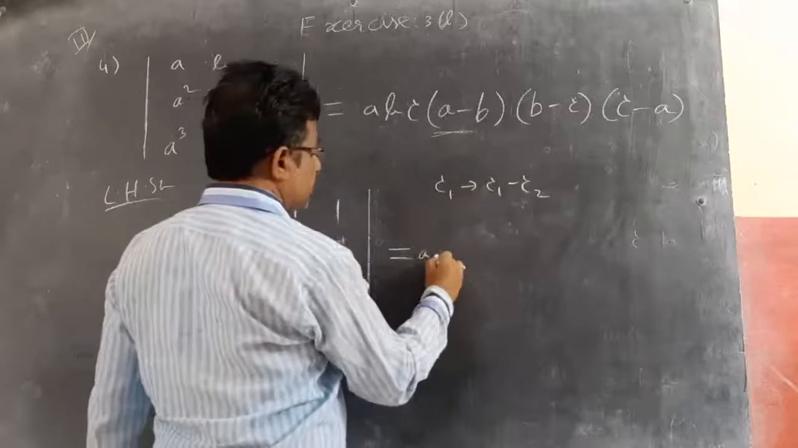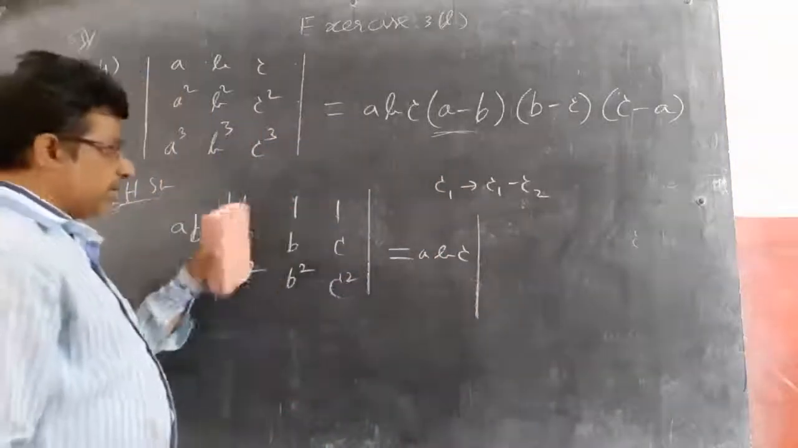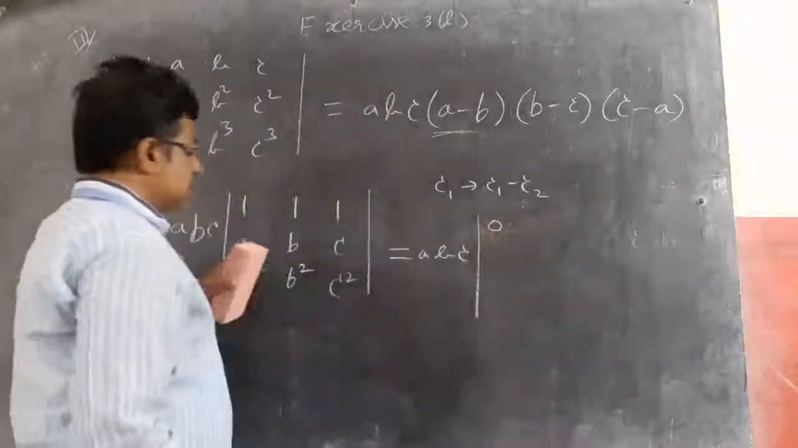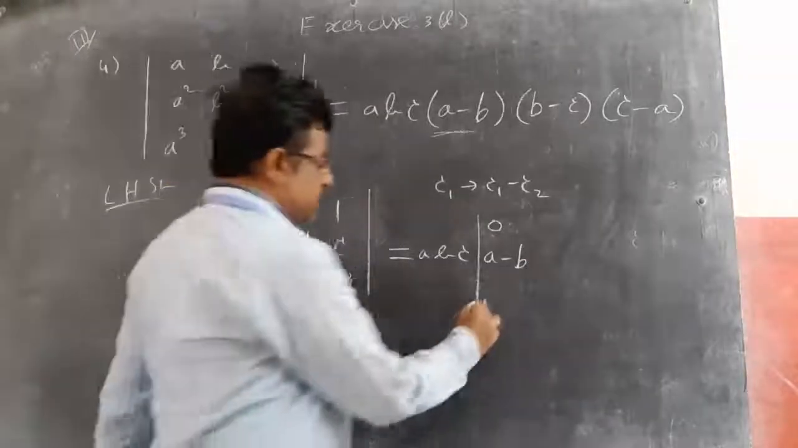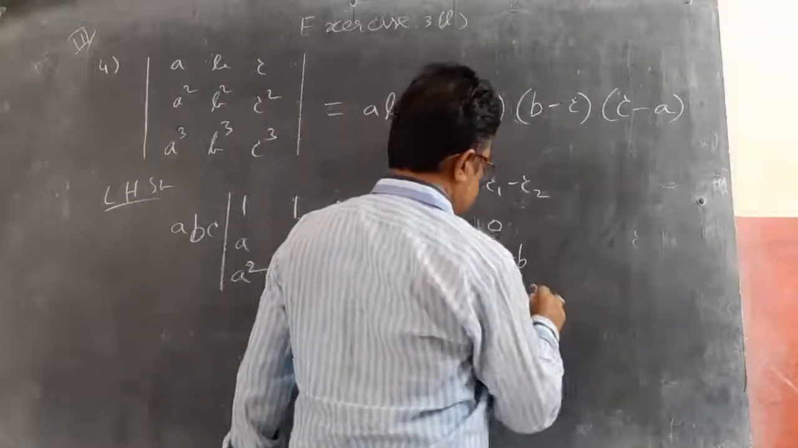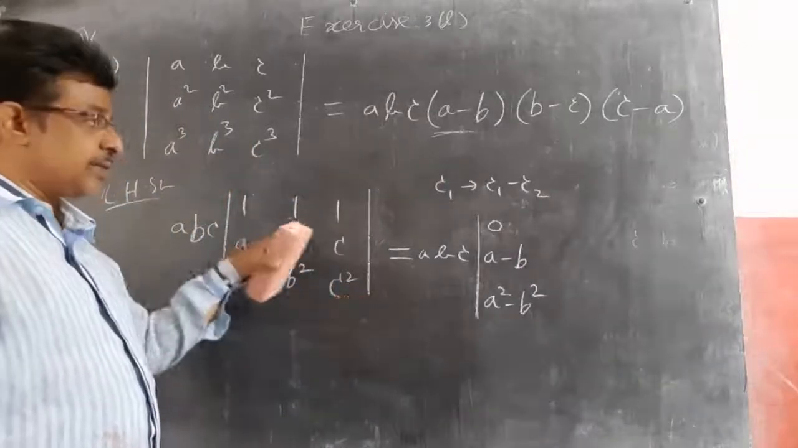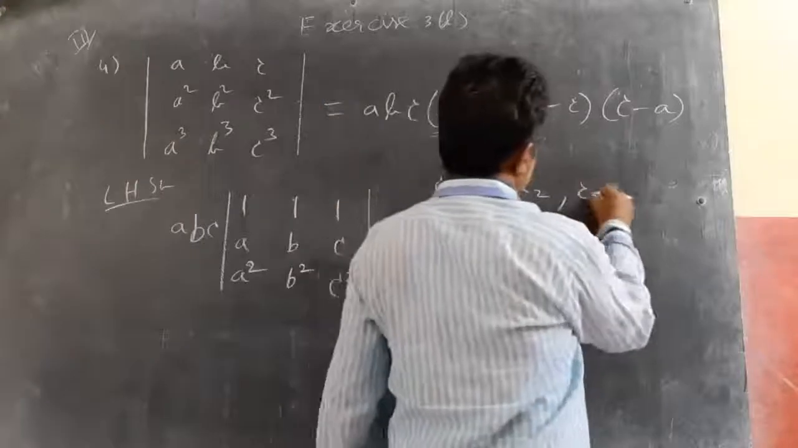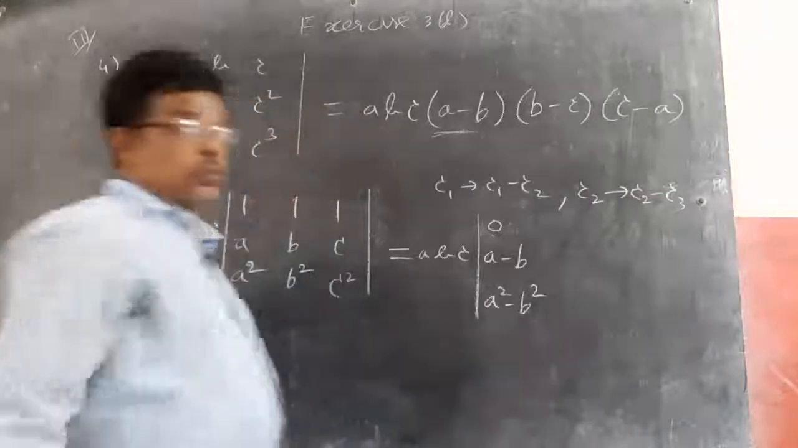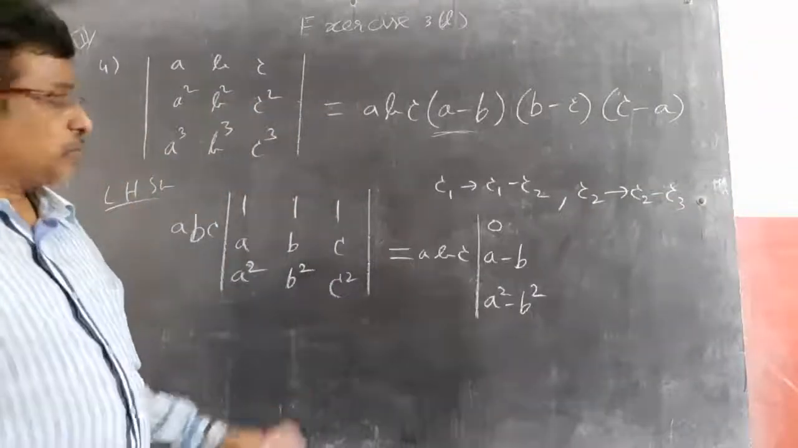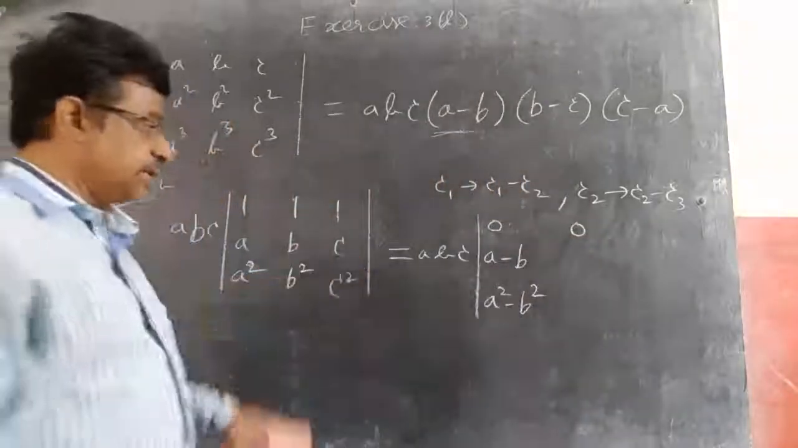Means the first row, ABC, as it is. Next, in the first column I am doing C1 minus C2: 1 minus 1, 0. And this is A minus B. And this is A square minus B square. Over. Next, coming to the second column, I will multiply C3 with minus 1 and add to C2. Means C2 tends to C2 minus C3, at the same time. So 1 minus 1, 0. This again is B minus C.